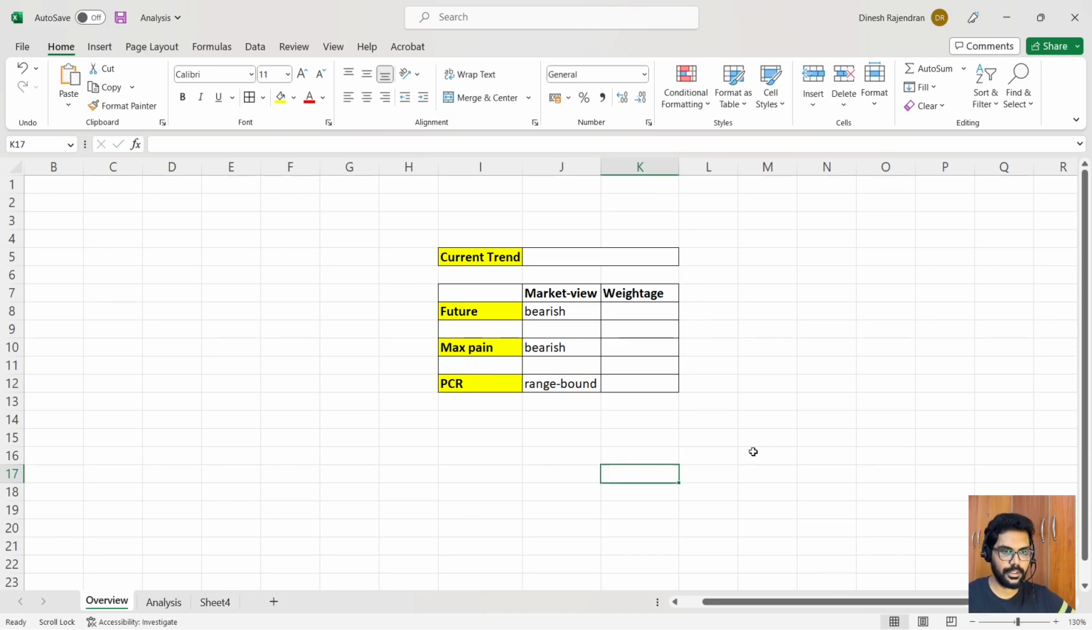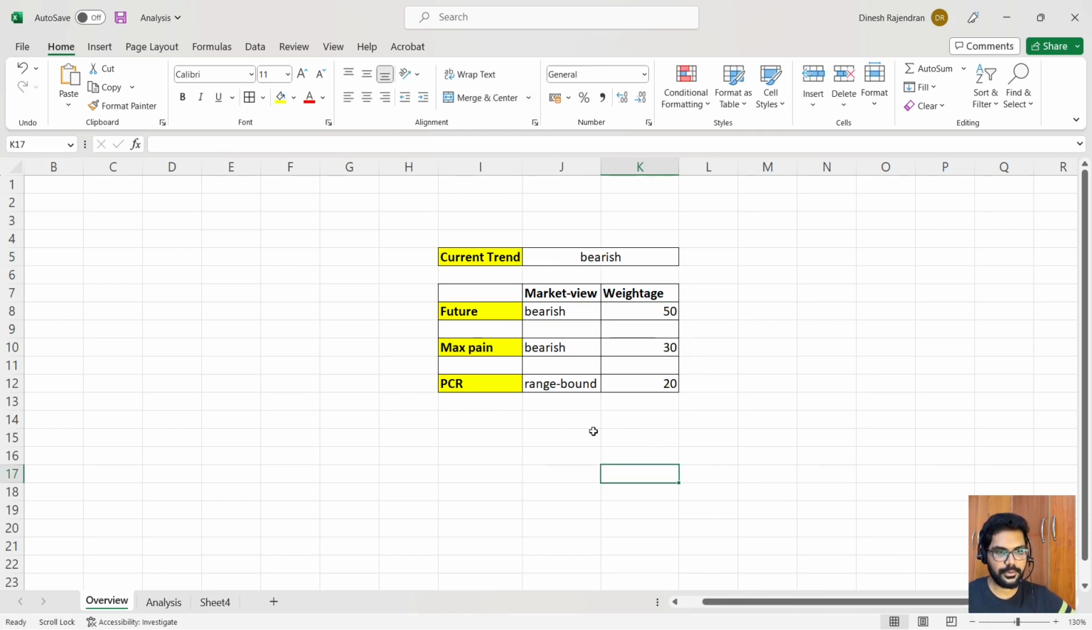Okay, now we have analyzed the market based on futures open interest, max pain and PCR value. Here you can see the weightage. For futures it is 50% weightage, for max pain it is 30% weightage, and for PCR it is 20% weightage. Based on this only, I will choose. So 80% of the data was showing bearish, so I will consider the market as bearish.